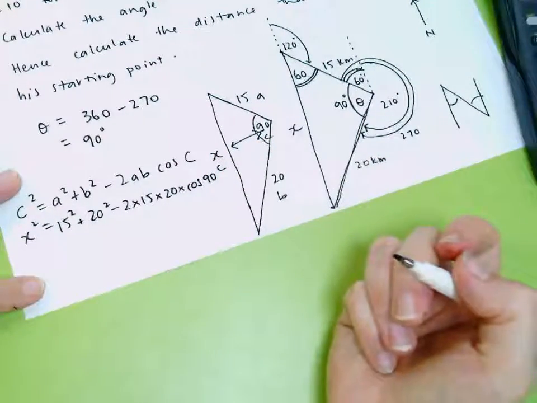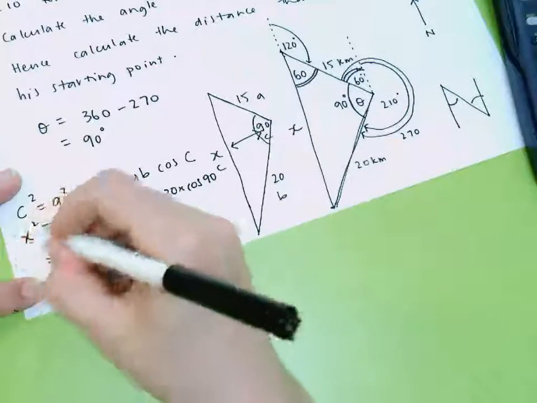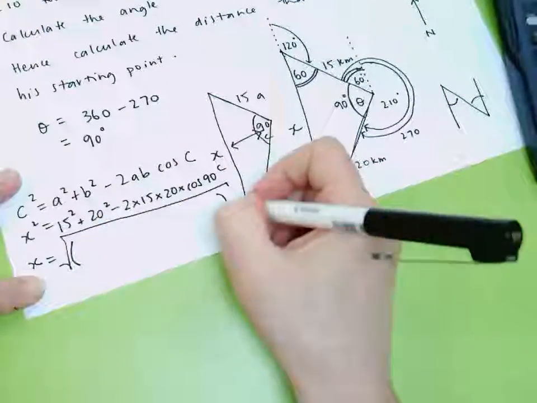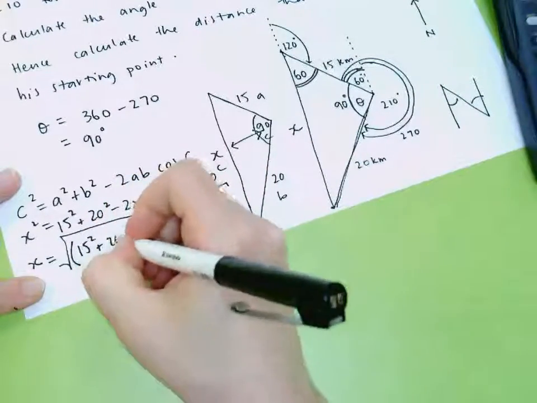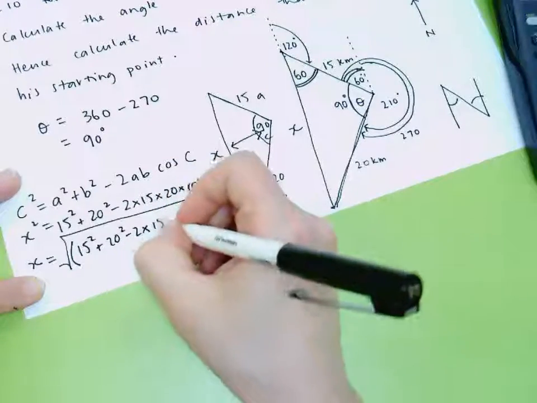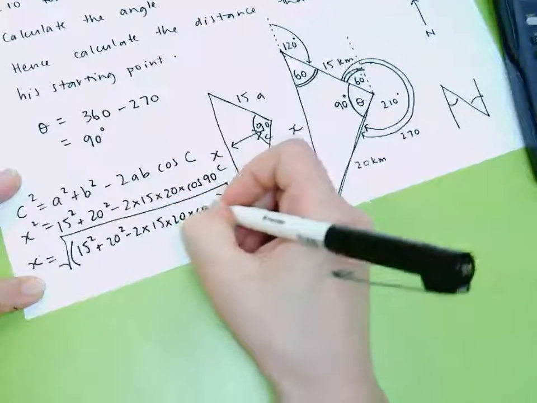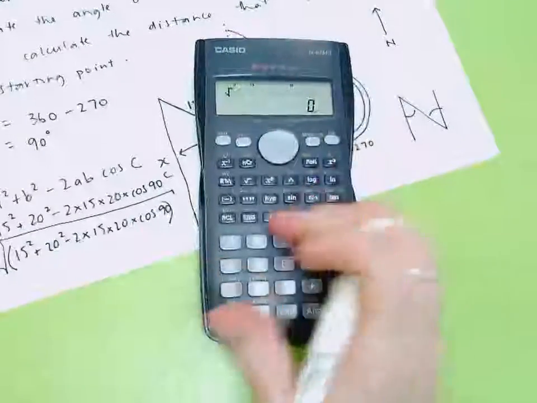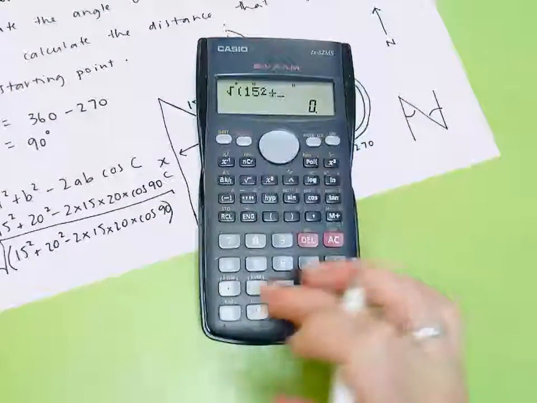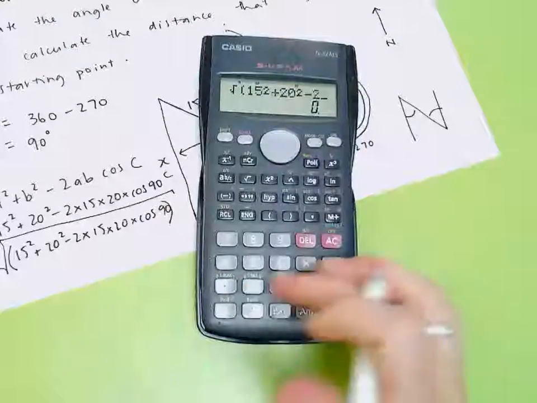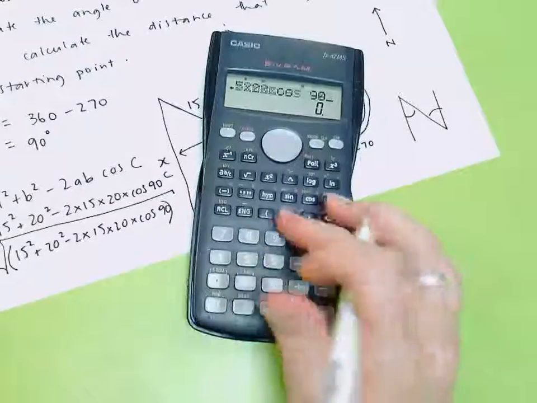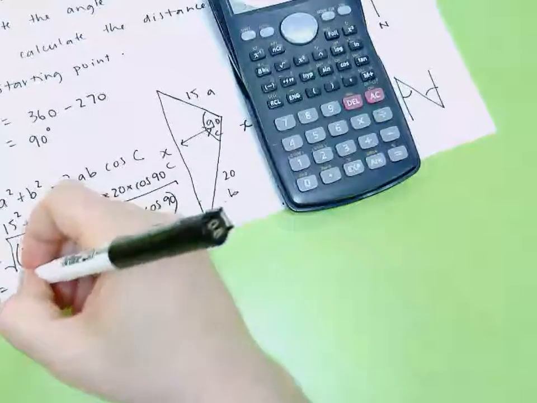It's getting a bit crowded there, sorry. Remember, I'm not trying to work out x squared, I'm trying to work out x. So I have to take the square root of all that. 15 squared plus, it's going to get really crowded here, isn't it? Sorry about that. Hopefully you can still see. And then put it into my calculator: the square root of 15 squared plus 20 squared minus 2 times 15 times 20 times cos of 90. I close my brackets, and that gives me 25.